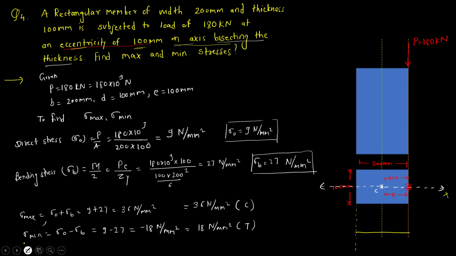Now first we'll mark the sigma max value. On the right hand side the sigma max value is 36. So this is 36, the first point. And on the left hand side the value is coming as minus 18. Minus 18 means we have to go above. So this is 18. Now connect this. All the values below the line represent compression, and above the line it represents tension. So this is nothing but the stress distribution diagram.